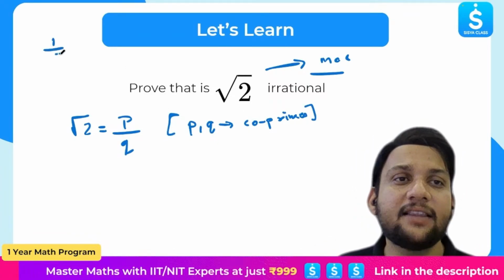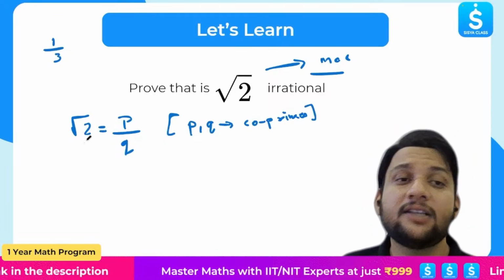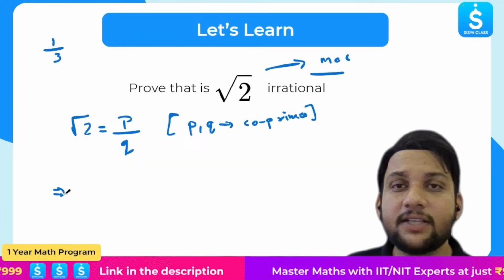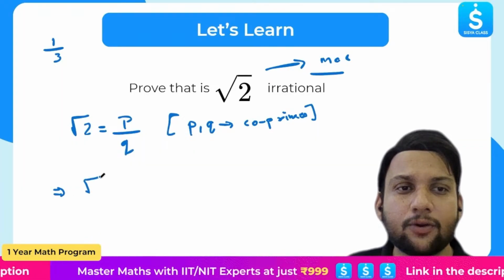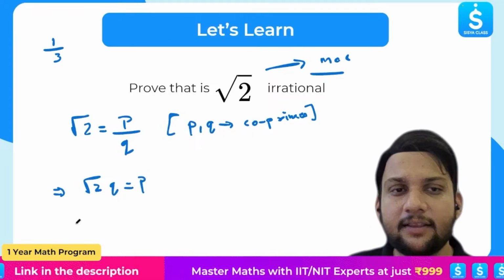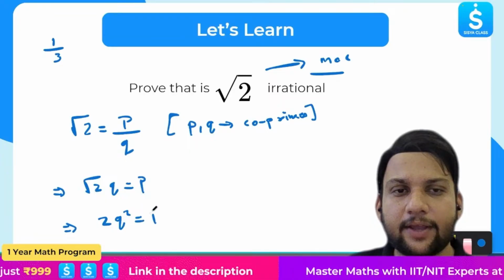What are co-prime numbers? Co-prime numbers are numbers that have no common factor. For example, 1 and 3. They are in the simplest form. It cannot be simplified further. So if root 2 is P by Q, where P and Q are co-primes, then I will cross multiply both sides. I will get root 2 times Q equals P. Next, I will square the equation on both sides. I will get 2Q square equals P square.